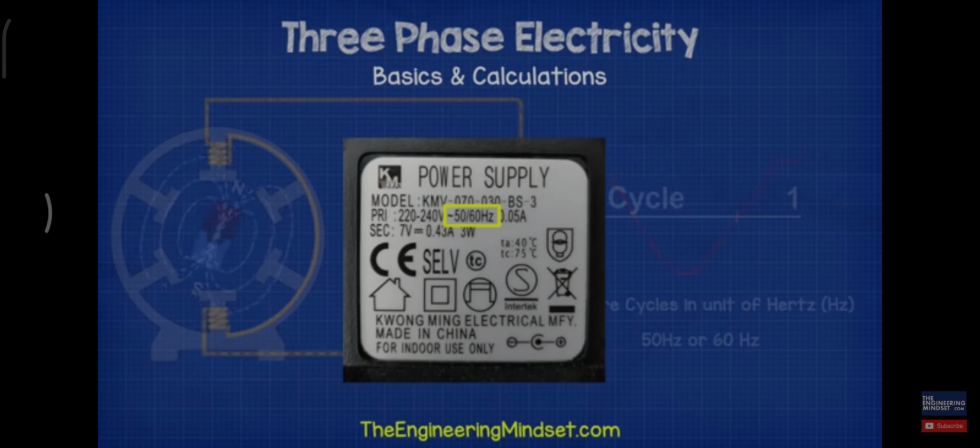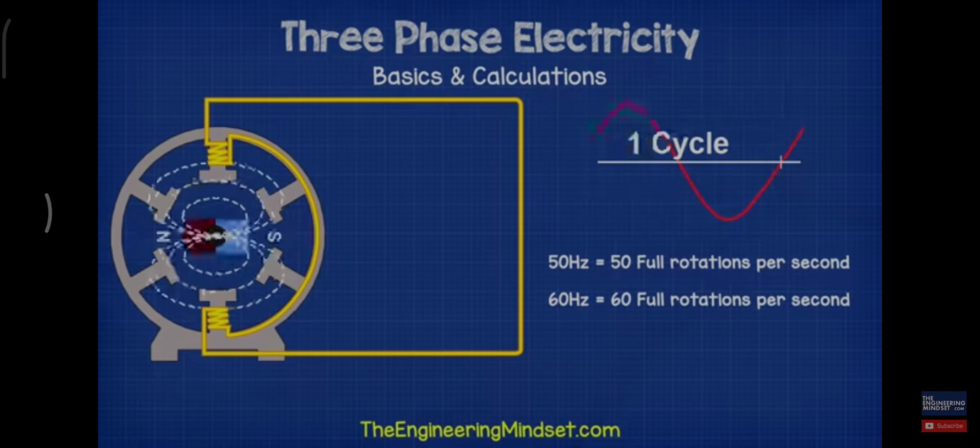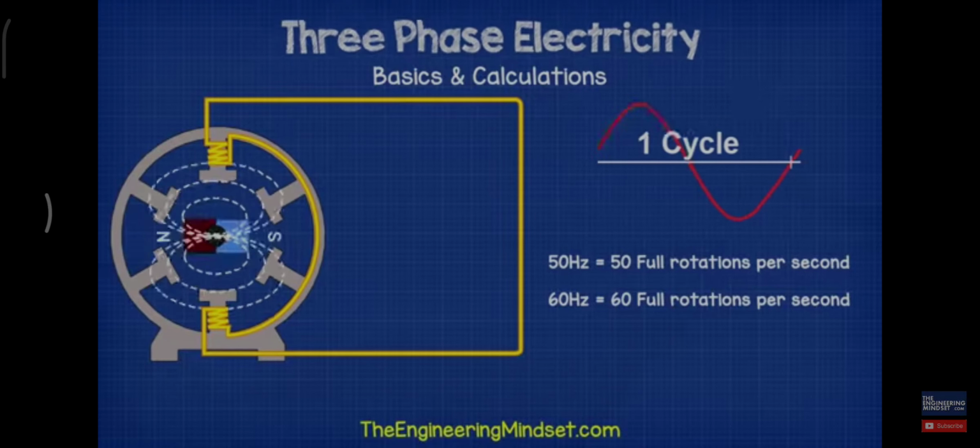Some devices are able to be connected to either, like this charger. Each country uses either 50 Hz or 60 Hz. North America, some of South America, and a couple of other countries use 60 Hz. The rest of the world uses 50 Hz. 50 Hz means the magnet completes 50 rotations per second. 60 Hz means the magnet completes 60 rotations per second.